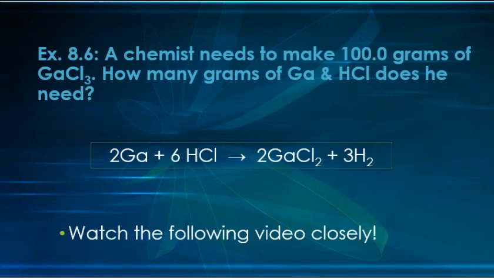Here we go. Let's roll. A chemist needs to make 100.0 grams of GaCl3. How many grams of Ga and HCl will he need? All right, so we have a number, 100 grams, all right? And then we have, look at our stoichiometric coefficients. We have a 2, we have a 6, we have a 2, we have a 3. Boy, that's a lot of coefficients. There's no ones on there at all.